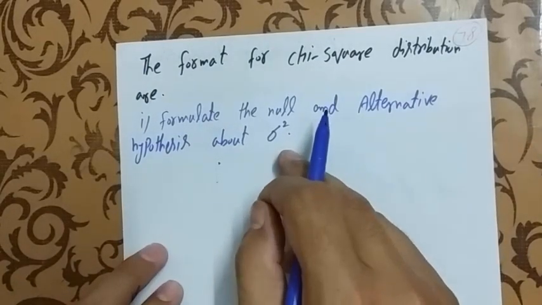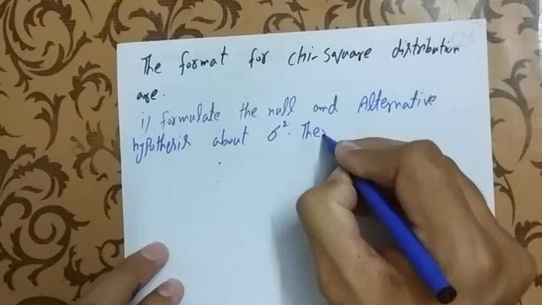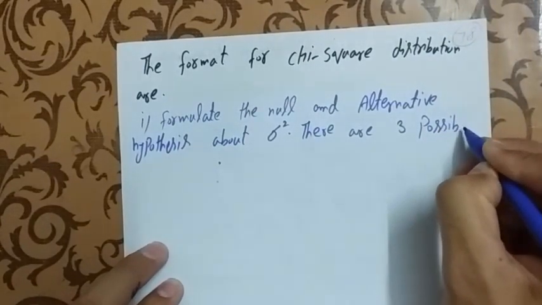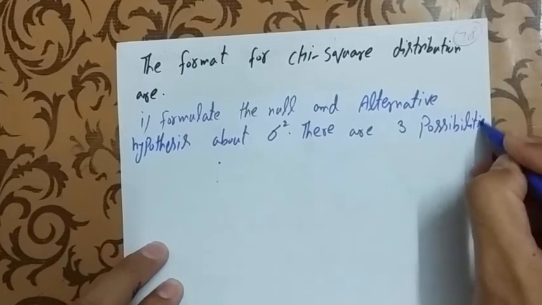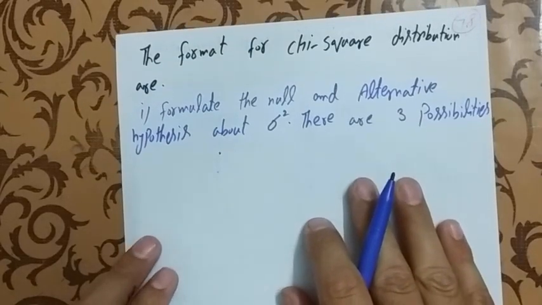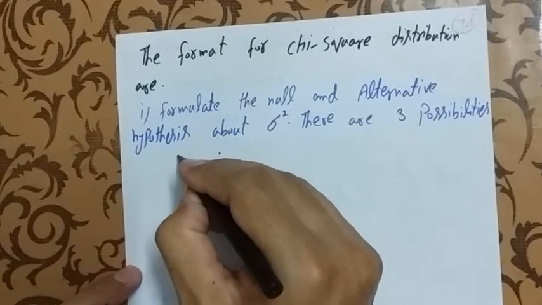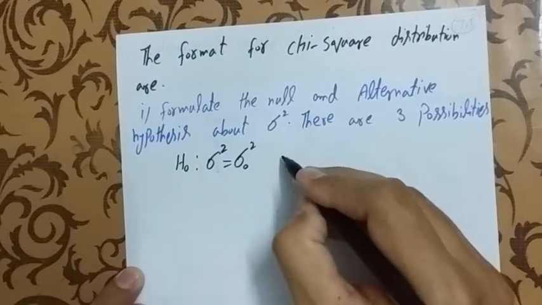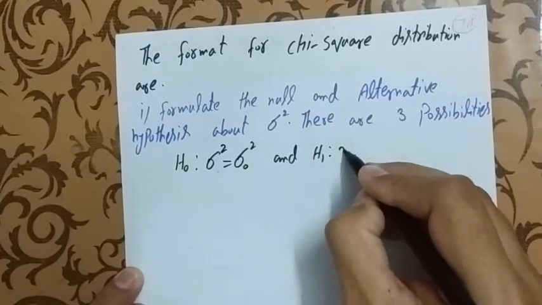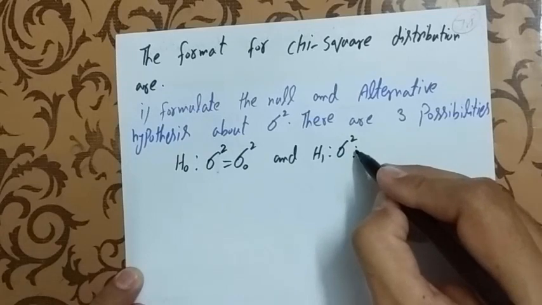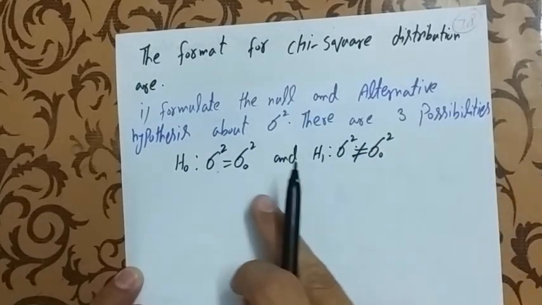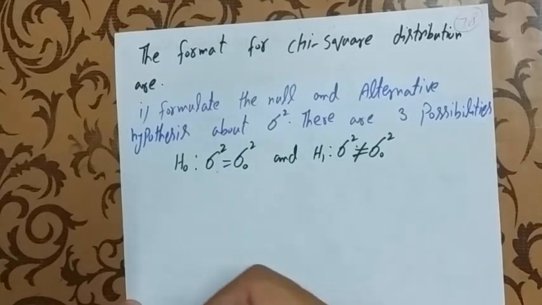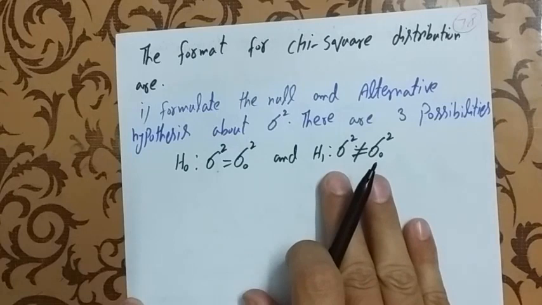There are three possibilities. First one is, if H naught is the null hypothesis, sigma square equal to sigma naught square, and the alternative hypothesis is sigma square not equal to sigma naught square. This is one possibility.